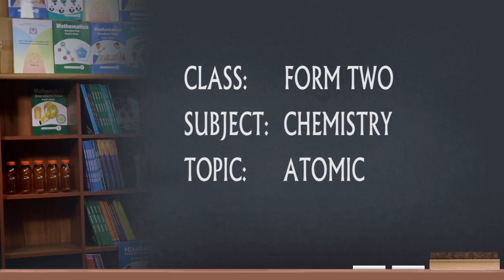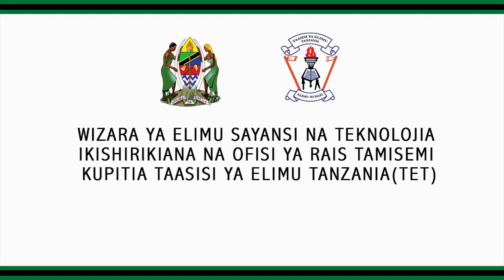Welcome. My dear Form 2 student, from the lesson we have so far learned, who is Dalton? What is Dalton's atomic theory about? We have learned that in the year 1808, the British scientist discovered the theory which is concerning the structure of atom. This theory is what we call Dalton's atomic theory. The following are the postulates of Dalton's atomic theory.